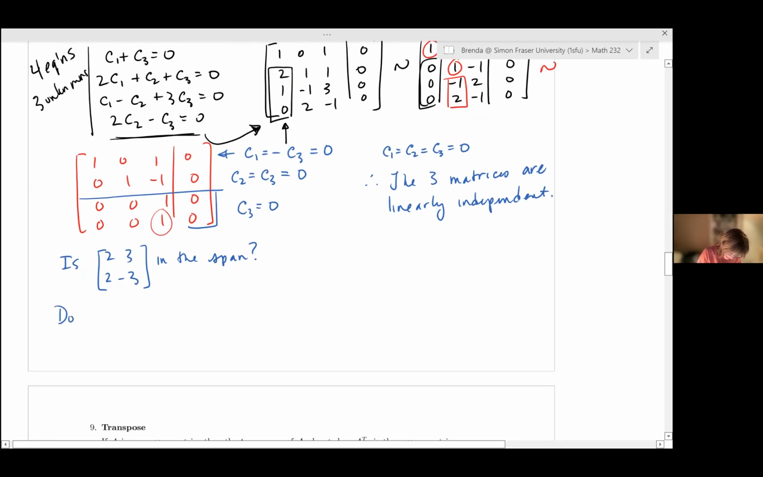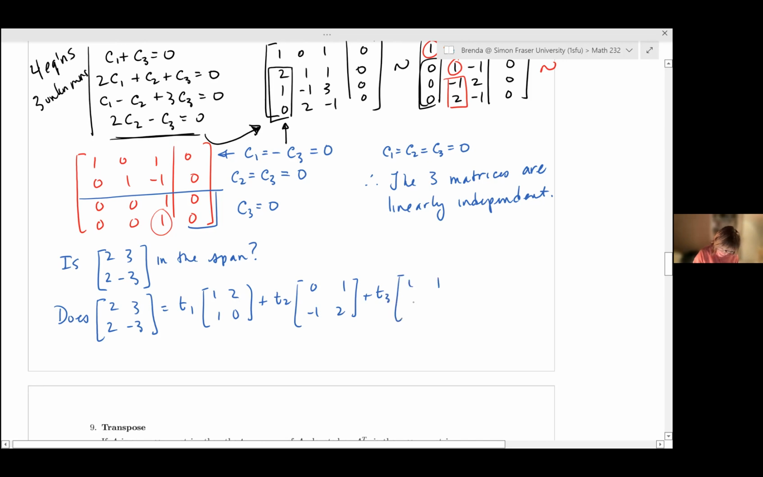It means, does 2, 3, 2, minus 3 equal T1 times 1, 2, 1, 0, plus T2 times 0, 1, minus 1, 2, plus T3 times 1, 1, 3, minus 1, for some values of T1, T2, and T3? The difference, of course, is that this is not 0. So I'm asking, are there some values of T1, T2, and T3 so that this equation can be true? There may or may not be values of T1, T2, and T3 that make this happen.